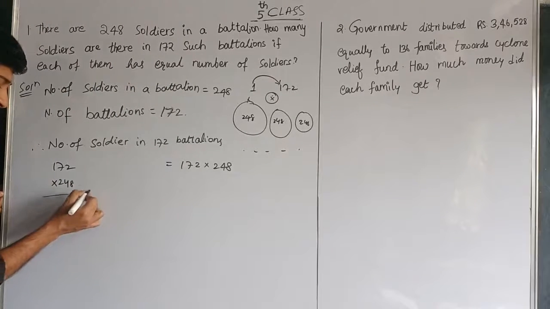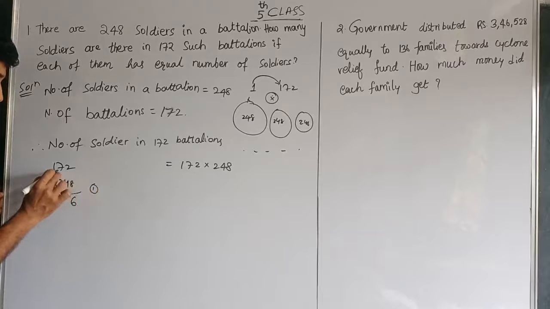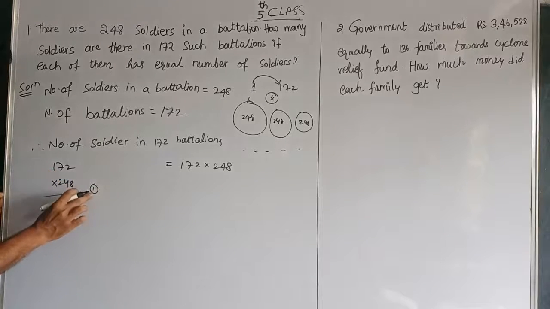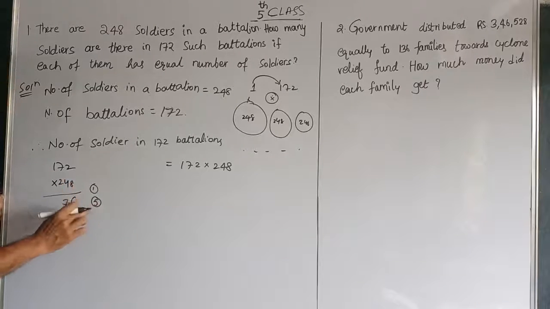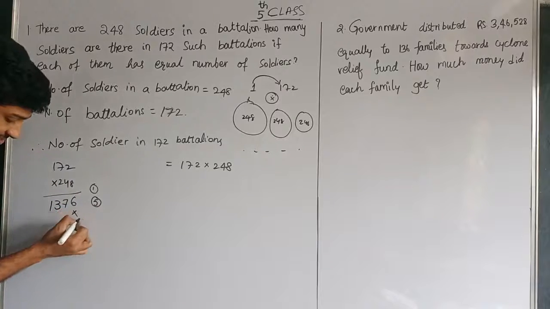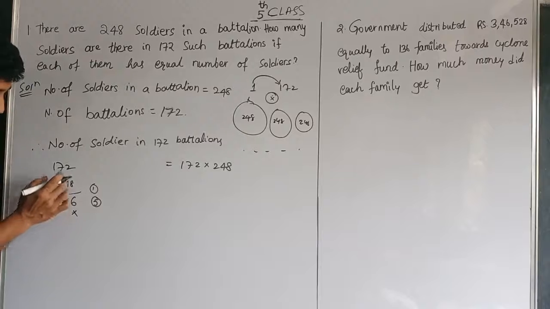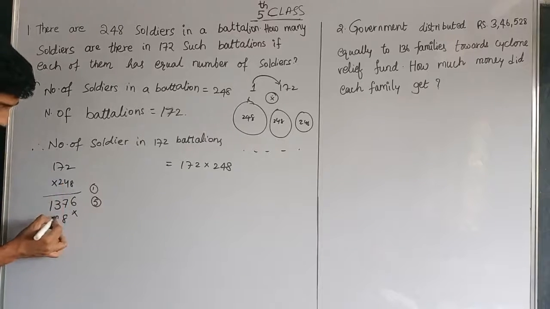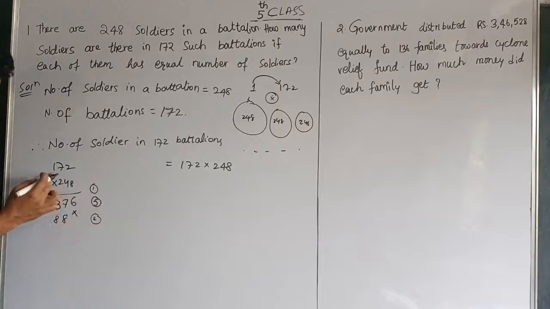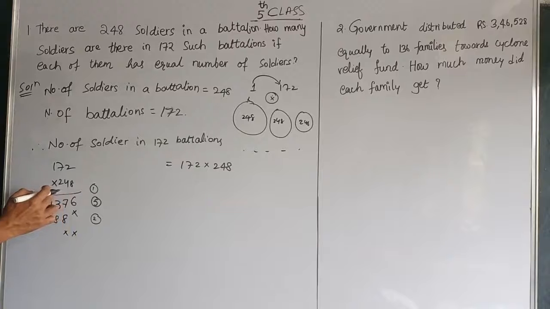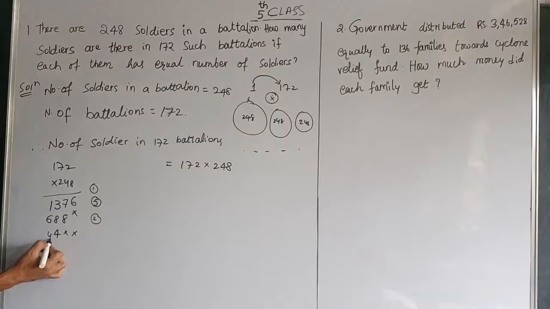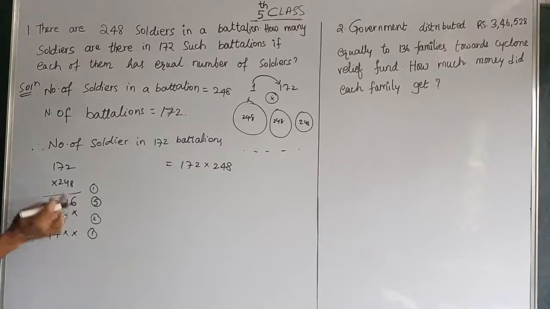So 8 2s are 16, 1 carry. 8 7s are 56, 56 plus 1, 57. So 5 carry now. 8 1s are 8, 8 plus 5, 13. So 1376. Now I am leaving this place and multiplying with 4. 4 2s are 8, 4 7s are 28. So 2 carry here. 4 1s are 4, 4 plus 2, 6. Now I am leaving these two places and multiplying with 2. 2 2s are 4, 2 7s are 14. So 4 I am writing here and 1 carry. 2 1s are 2, 2 plus 1, 3.